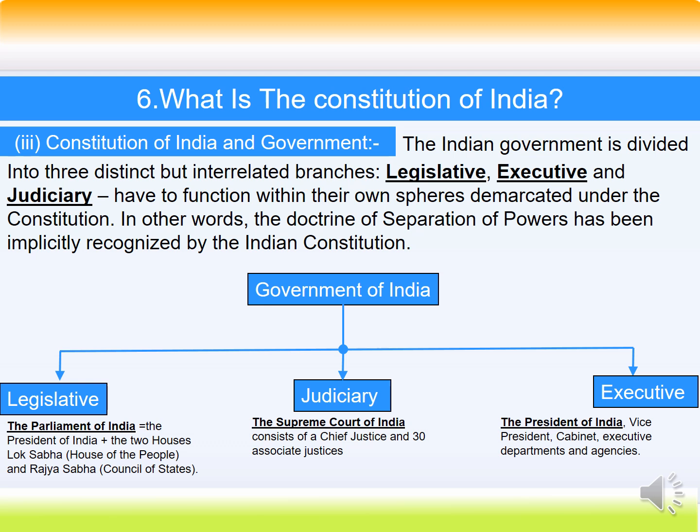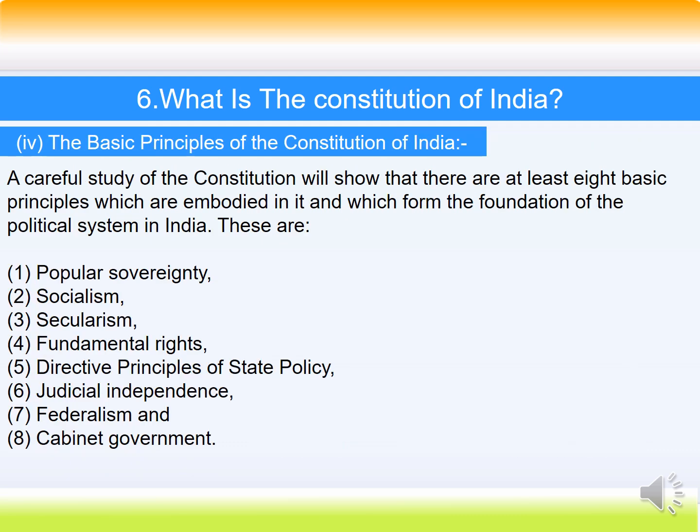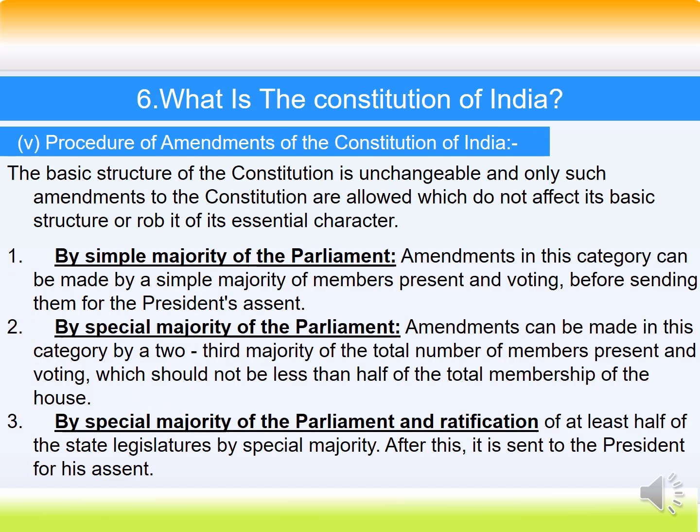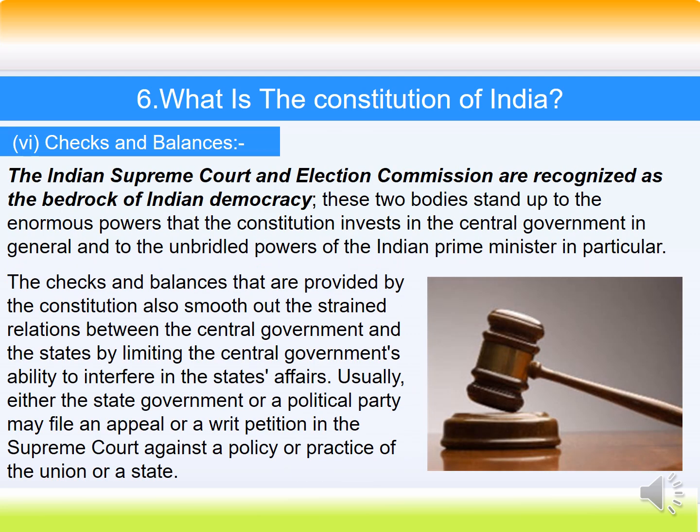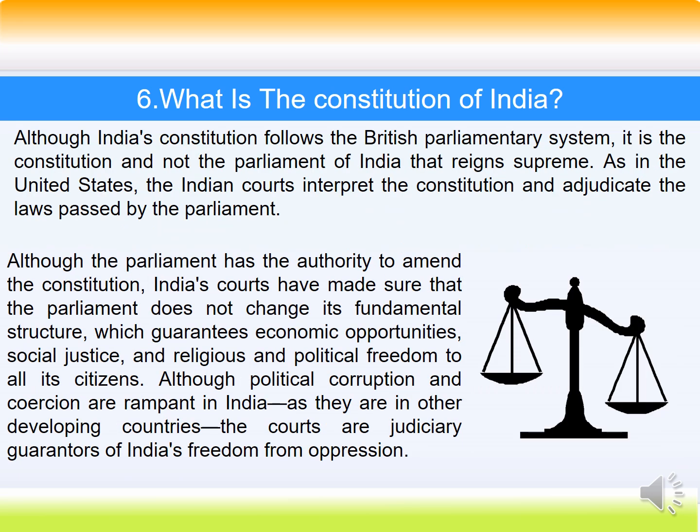And what is the Constitution? Again we are repeating, the Government of India is divided into legislative, judiciary and executive: the Parliament of India, the Supreme Court of India and the President of India. The basic principles of the Constitution of India: popular sovereignty, socialism, secularism, fundamental rights, directive principles of state policy, judicial independence, federalism, cabinet government. The procedure of amendment is by simple majority of the Parliament, by special majority of the Parliament, and by special majority of the Parliament with ratification. And the Election Commission plays a very important role; its function is checks and balances, and to conduct the elections.